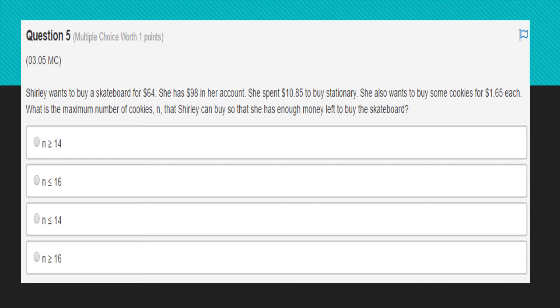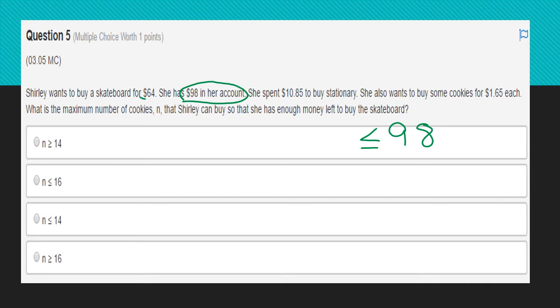Remember, when we do inequalities or equations and we write them out, our total goes on one side. So I'm going to put 98 over here. And that's how much money she has in her account. So that's the most that she can spend. She can spend up to that. So everything else has to be less than or equal to that.